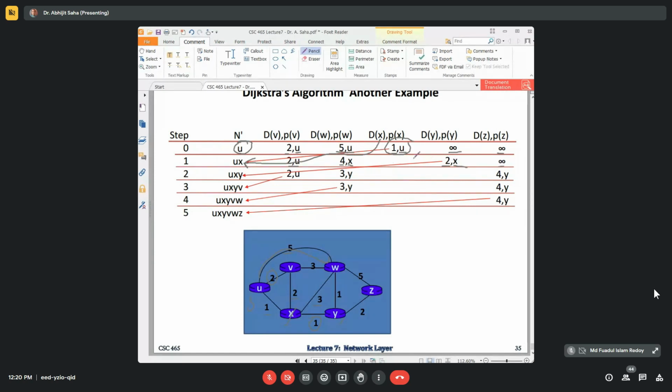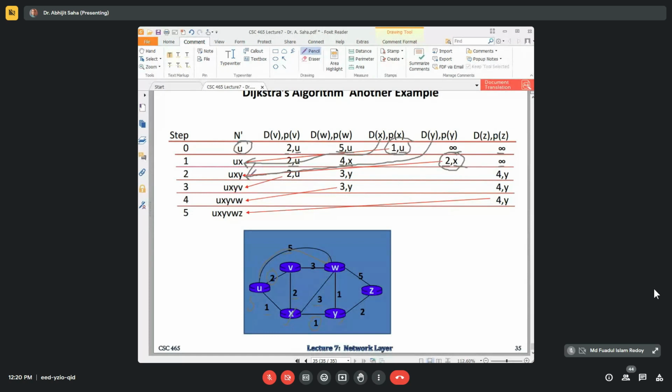So now see that here we are having ties. Out of these three values, 2, 4, 2, the minimum value is 2. So which one are you going to take? You can take any one of them, no problem. You can take this one, you can take this one. Okay, so in this example we have taken this one, so that means y has been taken here as the next node.